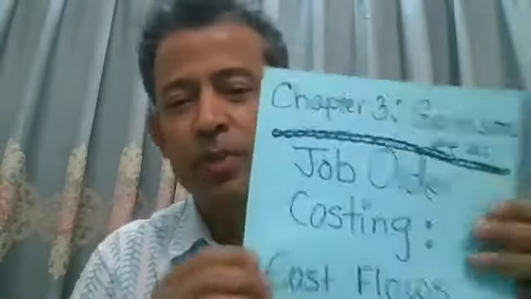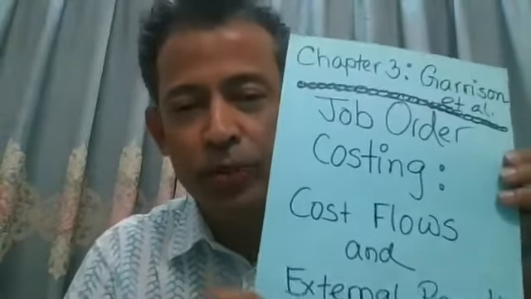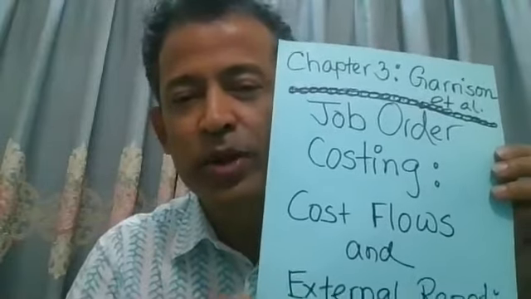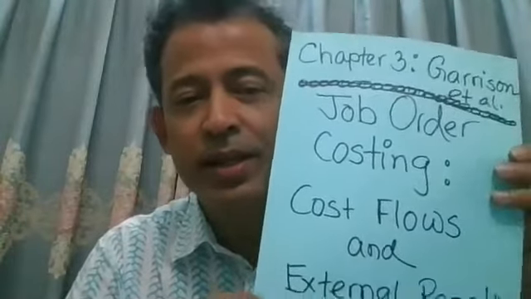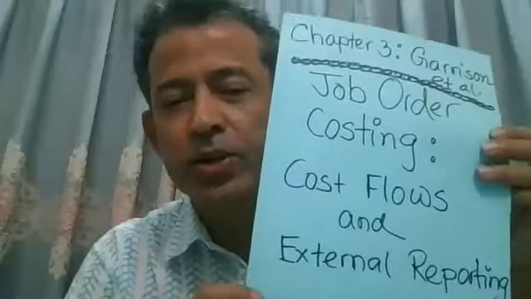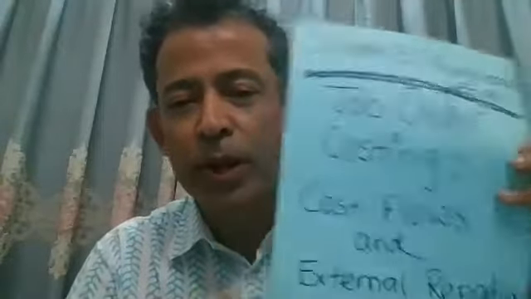But I'm sure anyone interested in cost accounting, especially job order costing, is going to find it useful. All right, so this is our topic tonight. It's based on chapter 3 of the Garrison, Noreen, and Brewer textbook, the 17th edition. You can see job order costing, cost flows, and external reporting.